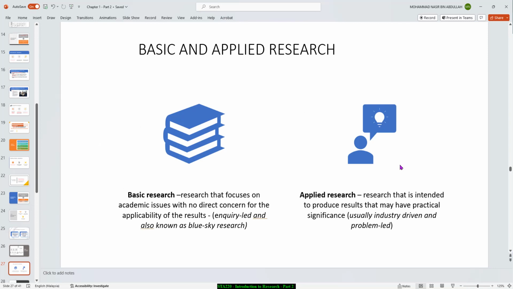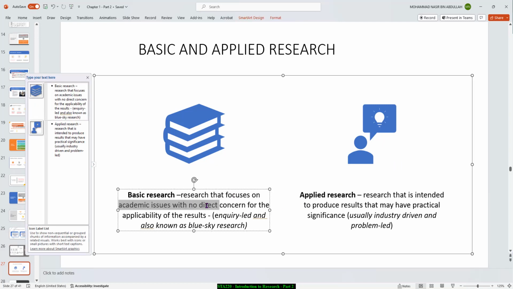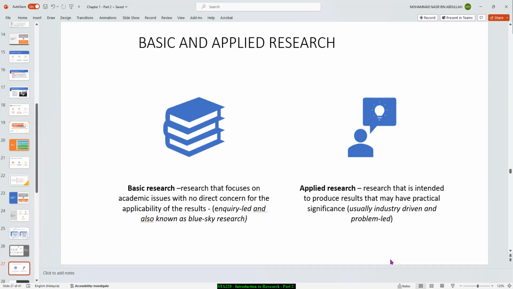Right. So recap. Basic research and applied research. Basic research focuses on academic issues with no direct concern for the applicability of the result. We just want to describe, we want to know where and when it happened. We just want to know the factor. Applied research is research intended to produce results that may have practical significance. We want to know what is the solution, what is the alternative available to solve the problem, right?